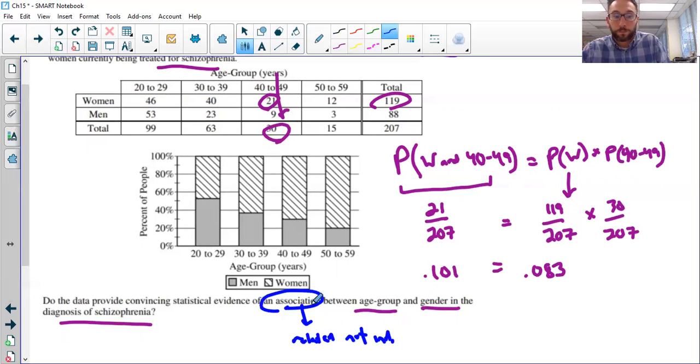So if we wrote, there is an association between age group and gender in the diagnosis of schizophrenia. There is an association. These are not independent because probability of woman and 40 to 49 does not equal probability of woman times probability of 40 to 49. That's a correct justification.